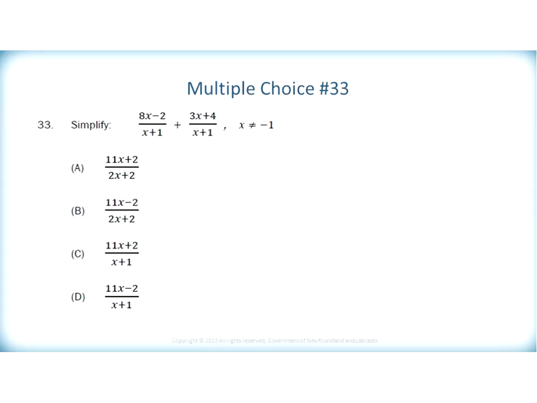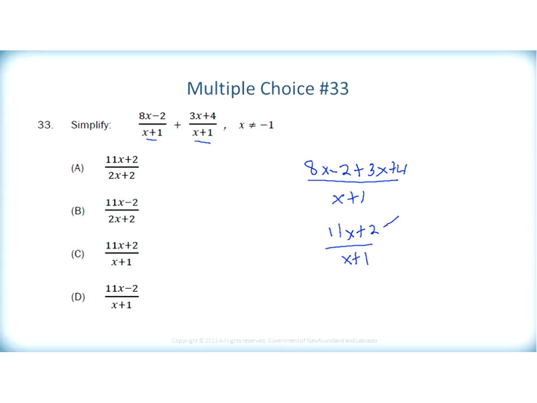Here we're going to simplify by adding two rational expressions. And when we're adding and subtracting rational expressions, we have to have a common denominator. In this question, the denominators are like, so we just have to add the numerators. We have x subtract 2 plus 3x plus 4 all over x plus 1. This will give us 11x plus 2 over x plus 1.